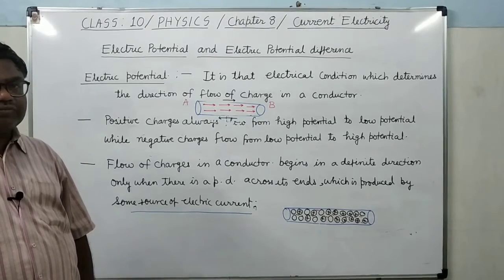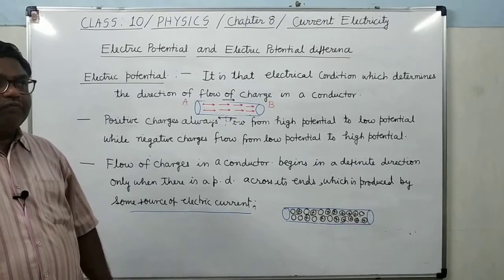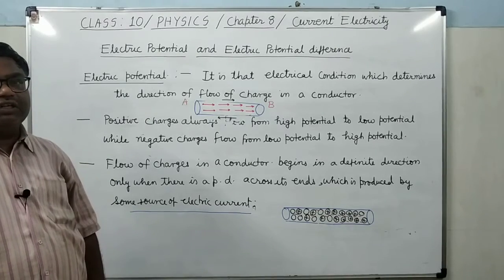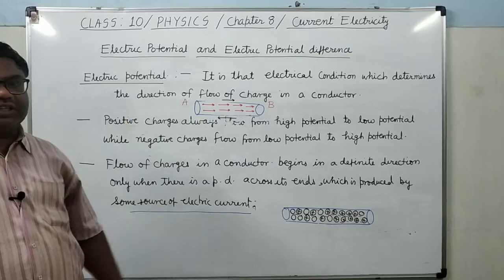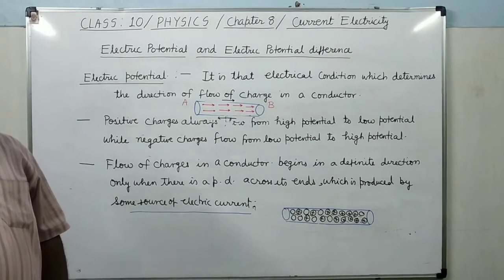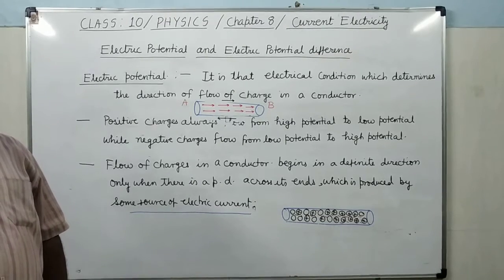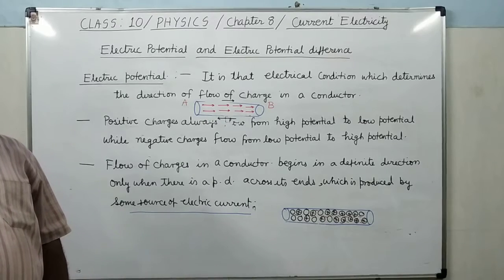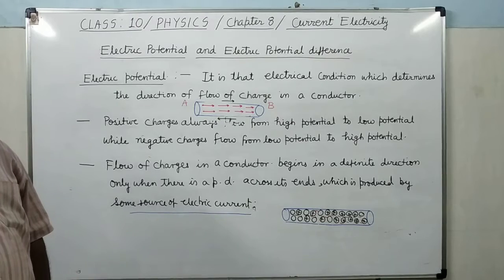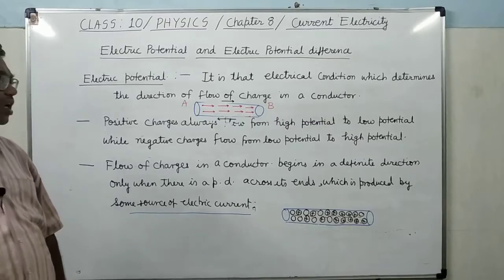Is it clear? For example, in your house, a wire is coming from the electric pole. That cable consists of two wires. Through one wire, electric current is coming, and through the other wire, electric current is returning. The wire through which the current is coming will be at higher potential, and the wire through which it is returning will be at lower potential. Therefore, a potential difference will be created, and electric current will start flowing.